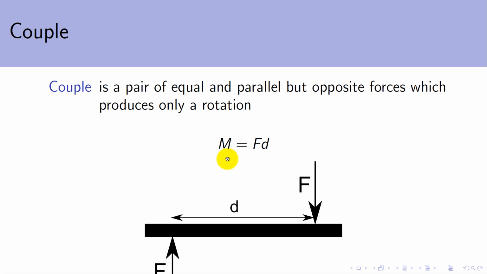And the moment created by this couple, or the torque created by this couple, is given by one of the forces times the distance between them. So in this case we've got two forces, each of F, acting with a distance d between them, and the torque of that is going to be Fd.